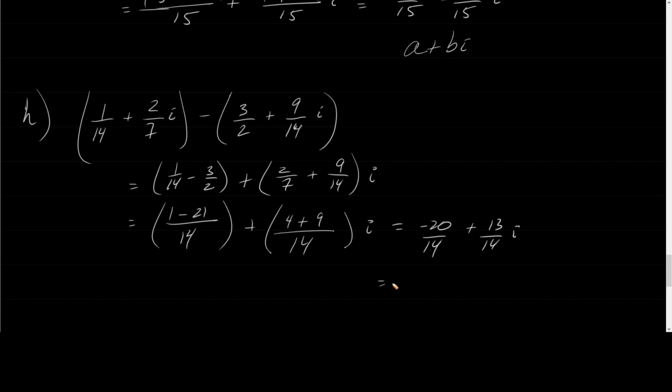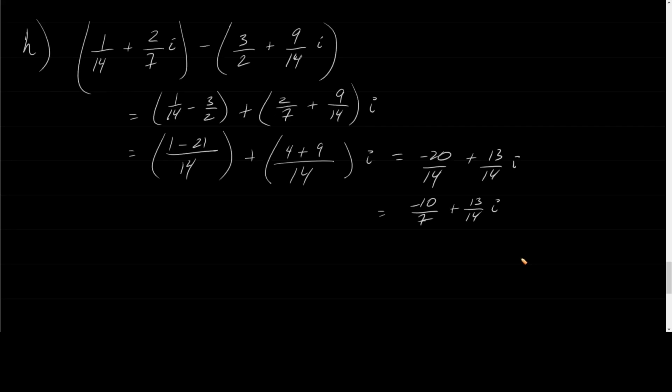But you should always reduce. Here, these are both even numbers, so they're definitely divisible by 2. So we end up with negative 10 over 7 plus 13 over 14i. And that will be our final answer. And again, notice that I have this as a plus bi. You always want to put your final answer of complex numbers that way.